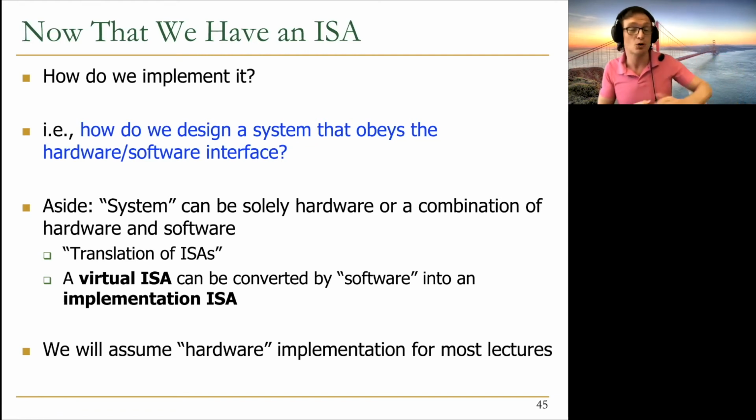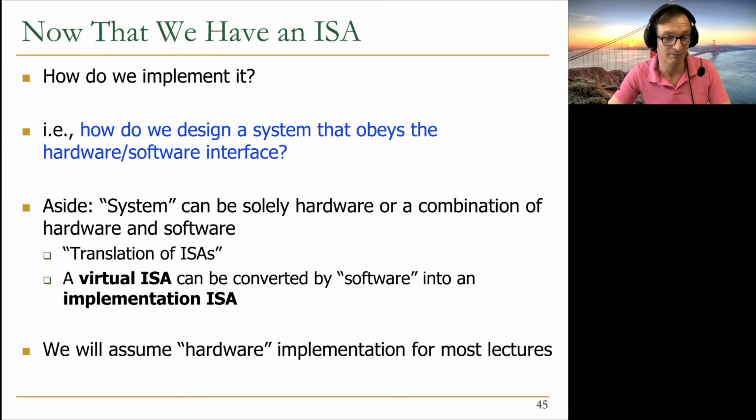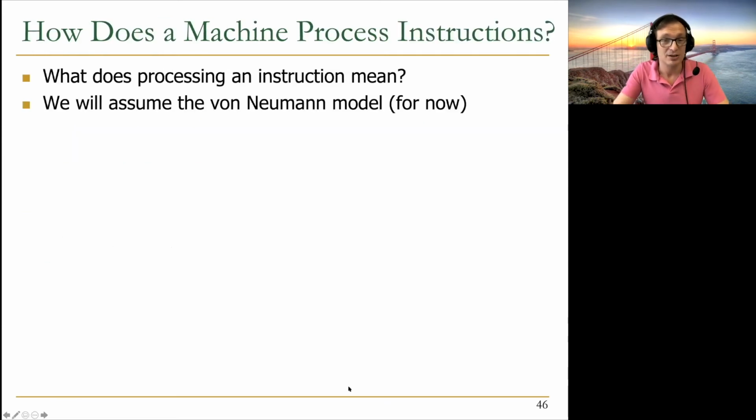You could be executing programs from a completely different ISA in your microarchitecture that implements some other ISA very, very efficiently, essentially, because you optimize it very heavily. Okay, so let's talk about processing an instruction.